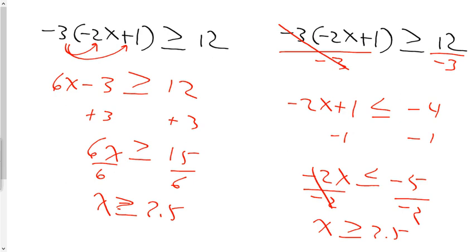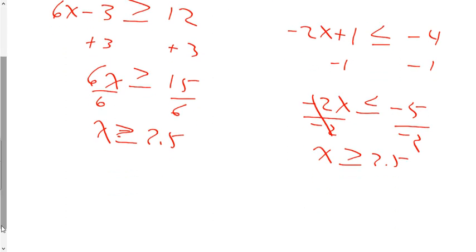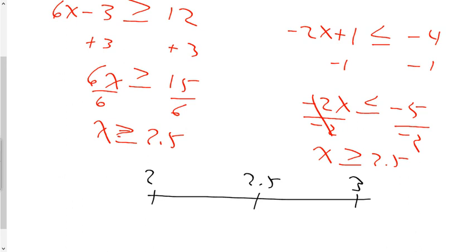And if we graph our solution, I'll just pull this down just a little bit. Any number greater than or equal to 2.5 means 2.5 is in our middle. Likely 2's there, likely 3's here. Closed boundary point, any number greater than or equal to 2.5 is our solution.